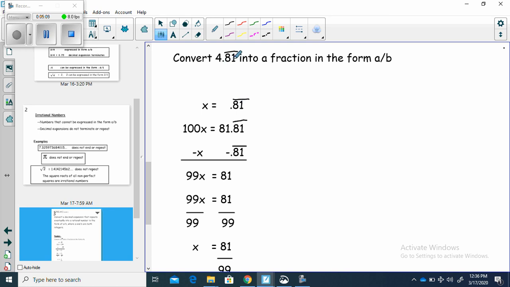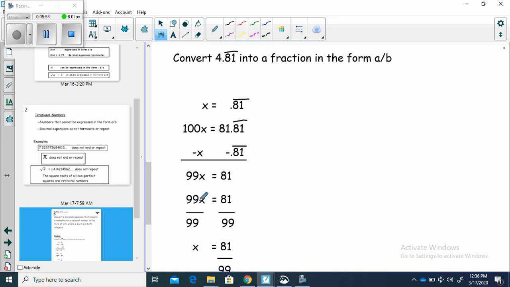I want to move this 2 decimal places, so I multiply both things by 100. If I multiply x by 100, I have 100x. If I multiply this repeating unit of 0.81 by 100, I have 81.81 repeating. Now let's subtract. I'm going to subtract x from here, and I'm going to subtract the 0.81 repeating here. Since these are equal to each other, I can subtract them on both sides. 100x minus 1x gives me 99x. 81.81 repeating minus the 0.81 repeating gives me just 81.